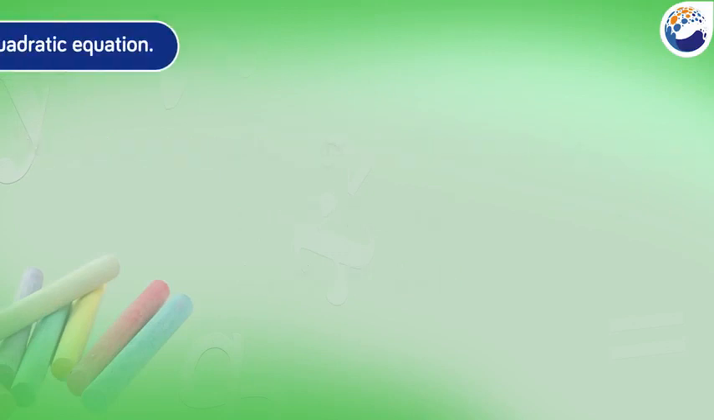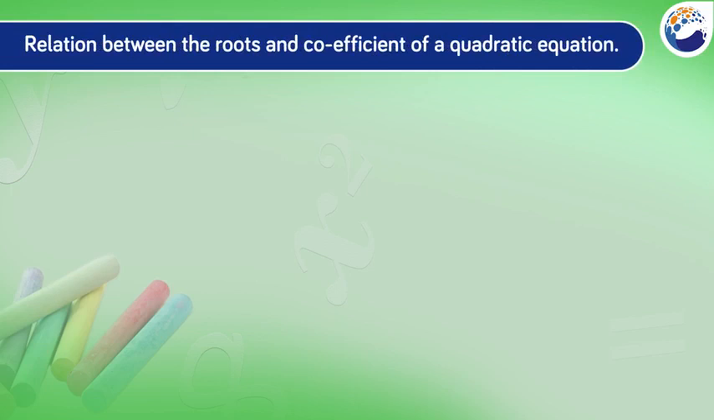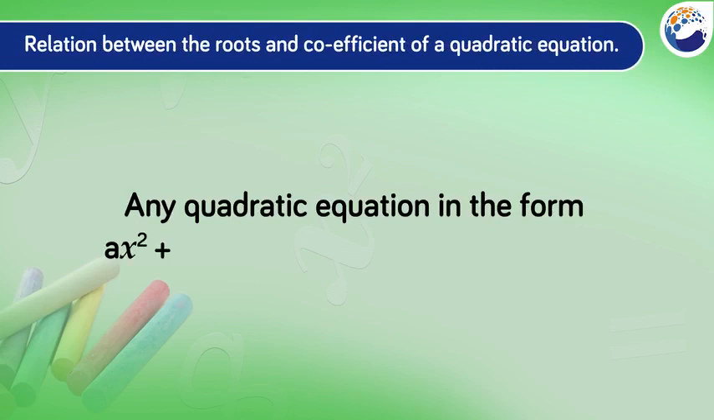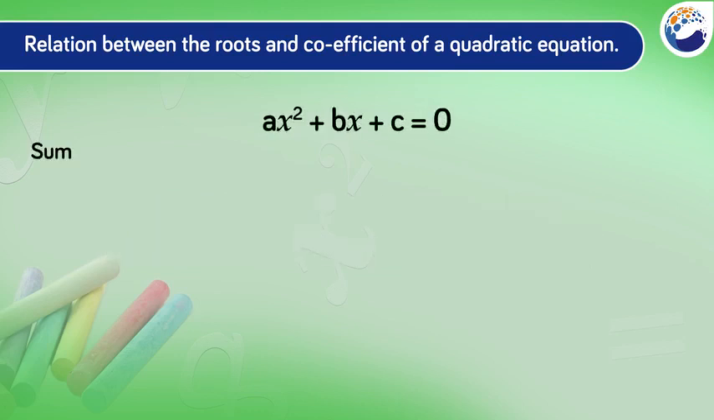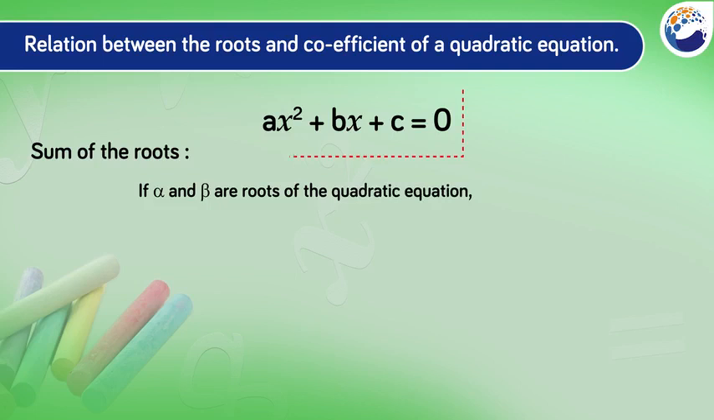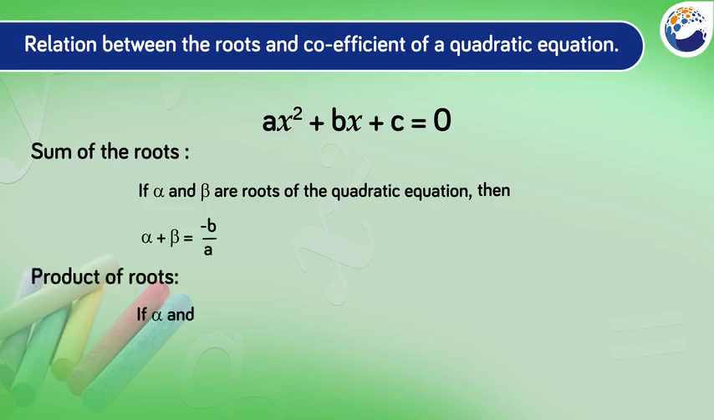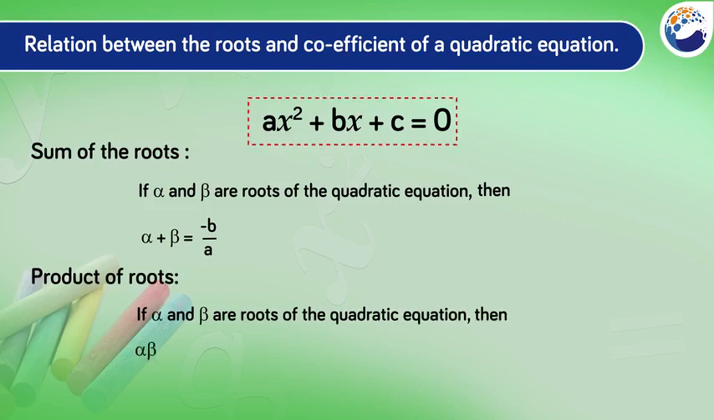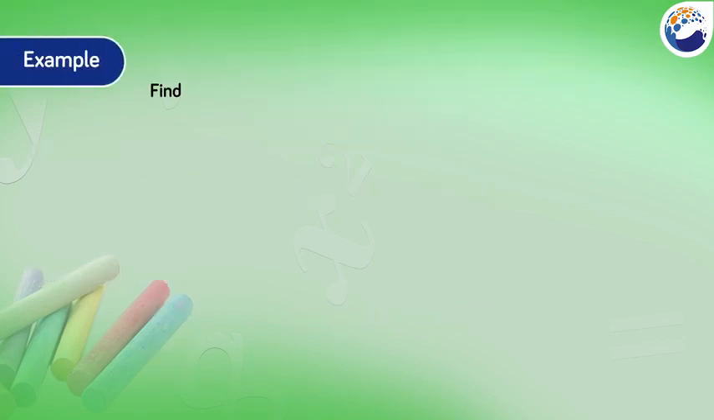Relation between the roots and the coefficients of a quadratic equation. Any quadratic equation in the form ax square plus bx plus c is equal to 0 has roots alpha and beta. Sum of the roots: if alpha and beta are roots of the quadratic equation ax square plus bx plus c is equal to 0, then the sum of the roots is minus b upon a. Product of roots: if alpha and beta are roots of the quadratic equation, then the product of roots is c upon a.